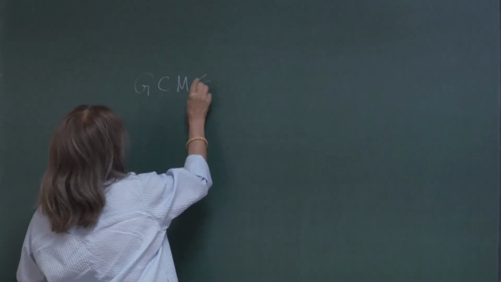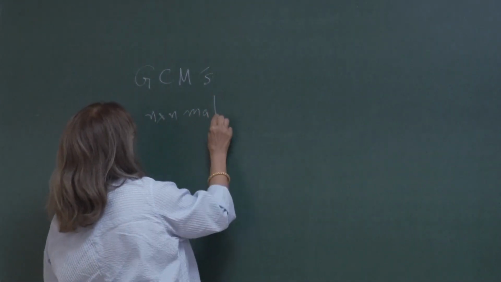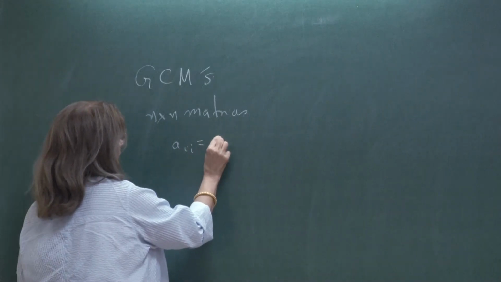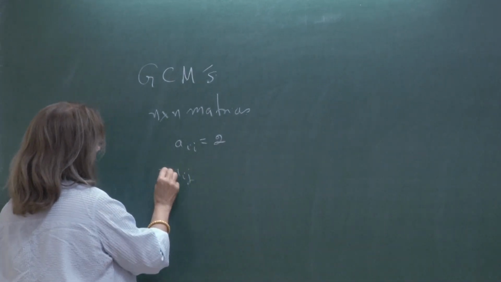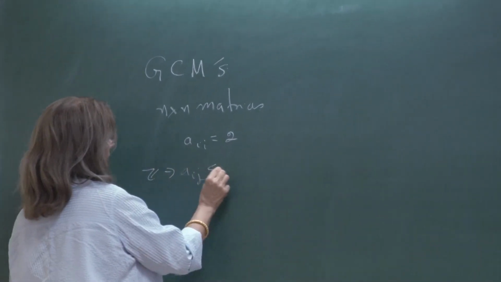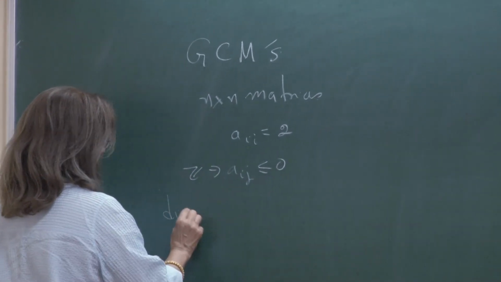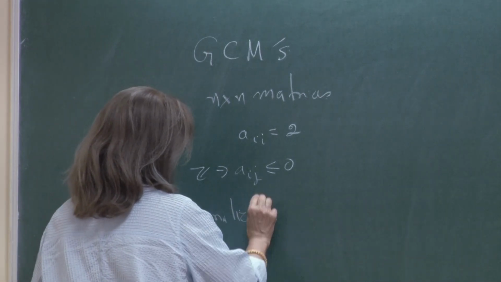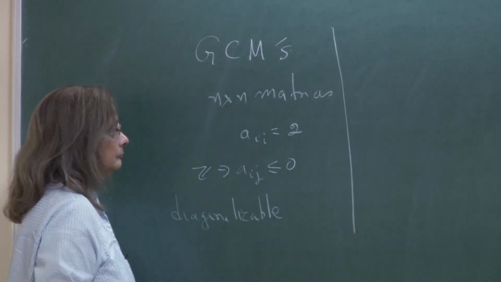So GCMs, they were n by n matrices with some restrictions. You needed A_ii equal to 2, and you needed A_ij to be an integer and less than or equal to 0. And you wanted it to be diagonalizable. That's it. Okay. And then we saw they were of 3 kinds.